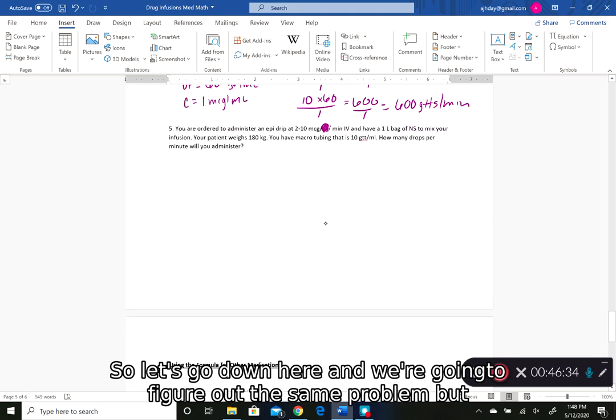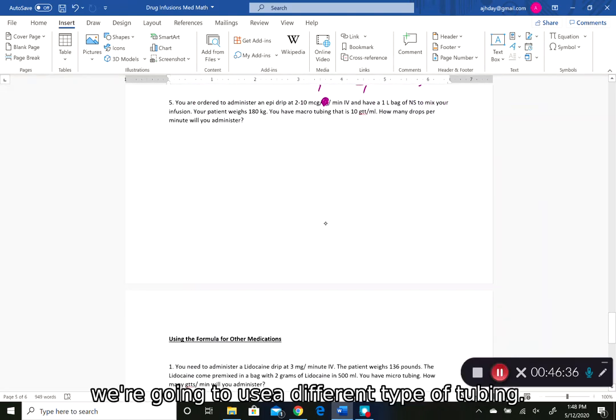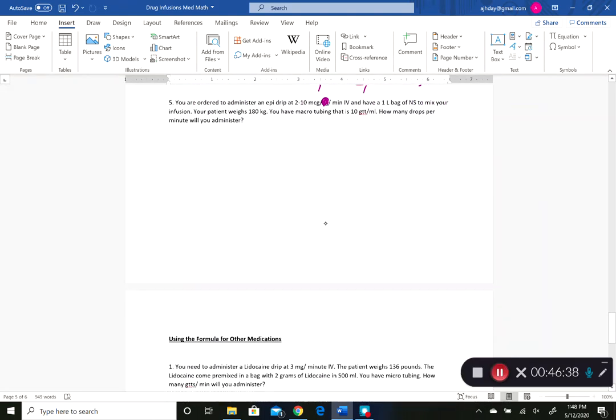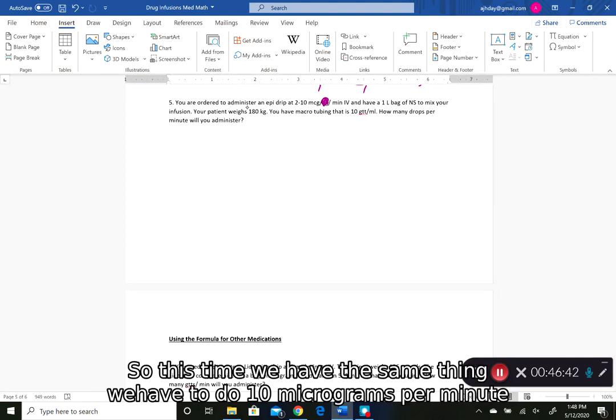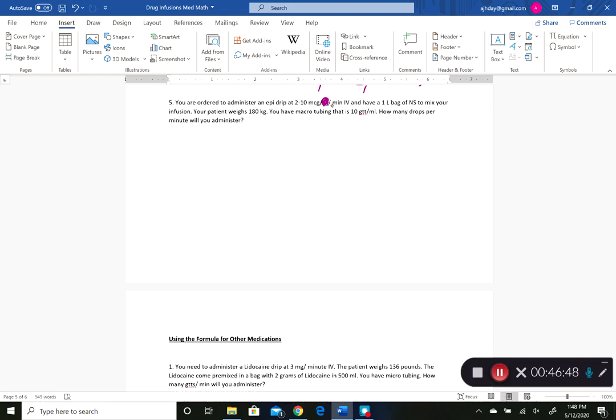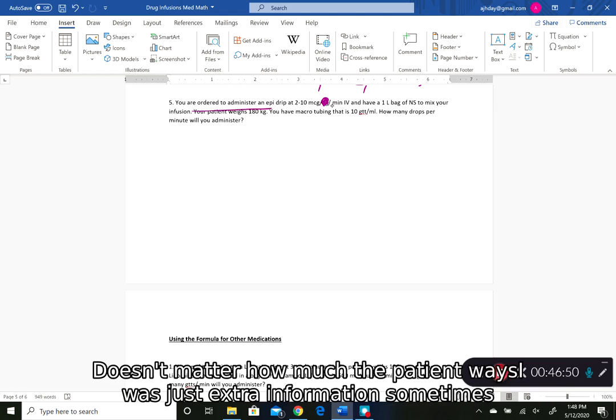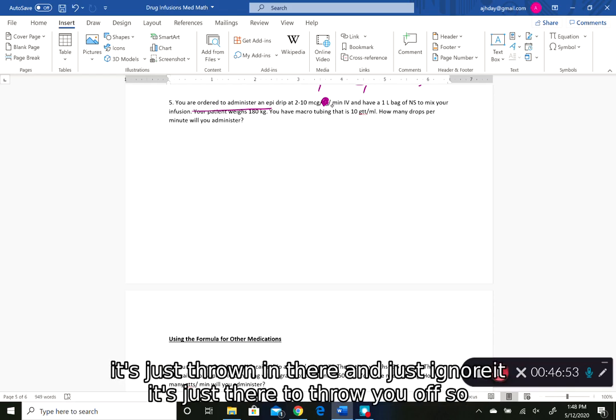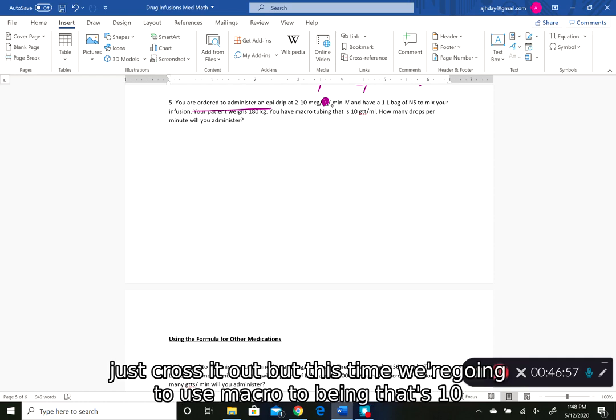So let's go down here and we're going to figure out the same problem, but we're going to use a different type of tubing. Excuse me. So this time we have the same thing. We have 2 to 10 micrograms per minute. We have a 1 liter bag, just like our prior problem. It doesn't matter how much the patient weighs. That was just extra information. Sometimes it's just thrown in there, and you just ignore it. It's just there to throw you off. So just cross it out.